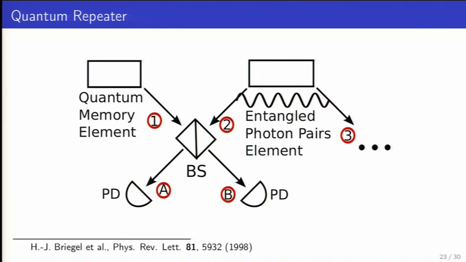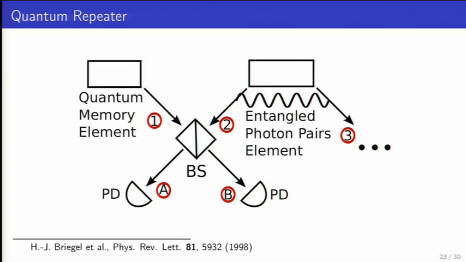The quantum repeater looks like this. It consists of a quantum memory element, like here at 1. It has some entangled photon pairs element, a beam splitter, and 2 photodiodes. It is an idea published in the paper down below. So let's take a look at first at the beam splitter.